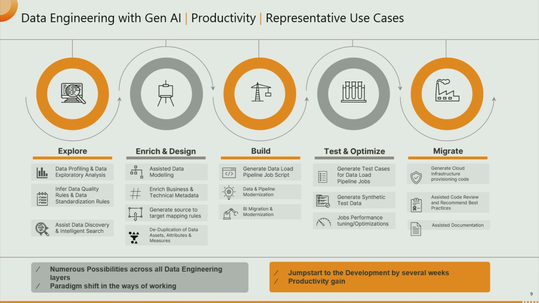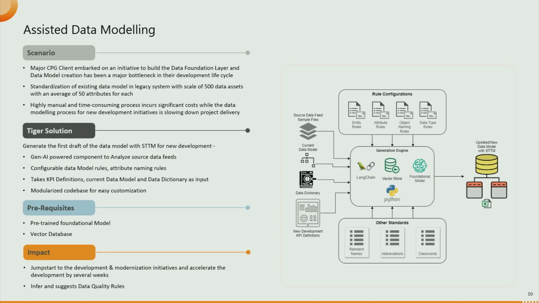So for example, one of the capabilities that a lot of our clients are using today is in enabling their data modeling capability. So we have created an assisted data modeling capability. This is also something that we have created for enabling enterprise data architecture teams as well. And what we do is we basically provide to this utility your enterprise data standards, your data modeling standards, etc.